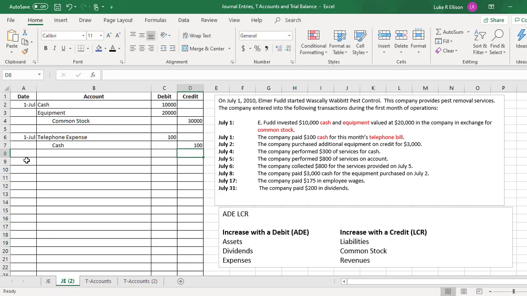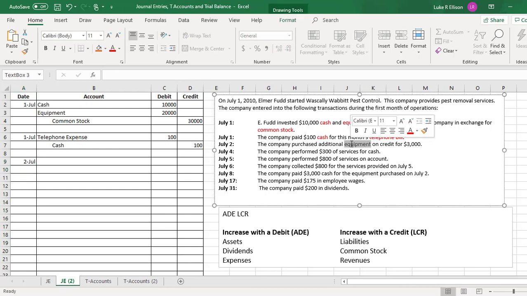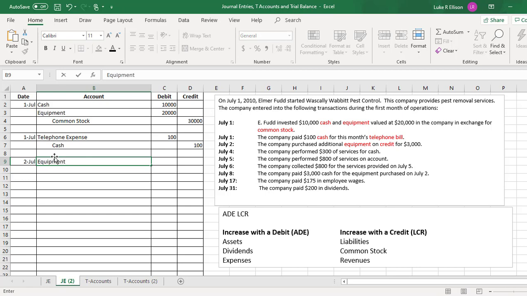All right, moving on to July 2nd. The company purchased additional equipment, and that is on credit for $3,000. So similar to July 1st, we have some new equipment that we've added to our books. This is an increase in equipment because we have more than we did previously. So we remember that equipment is an asset and it's going to increase with a debit. So we can put equipment here, and that's for $3,000.